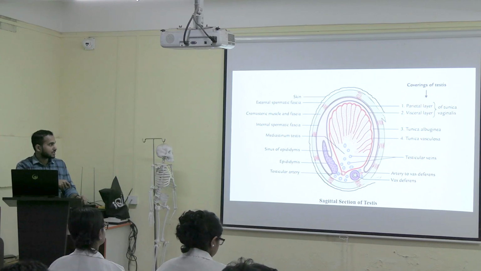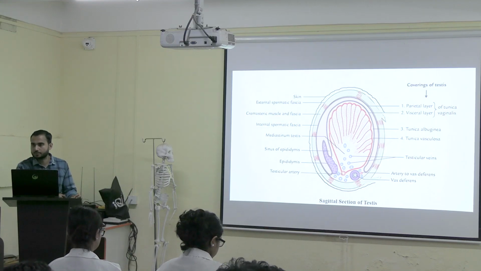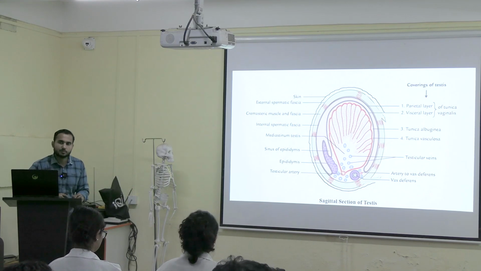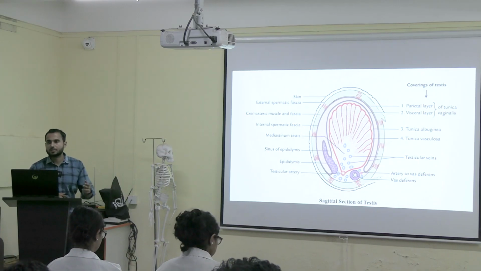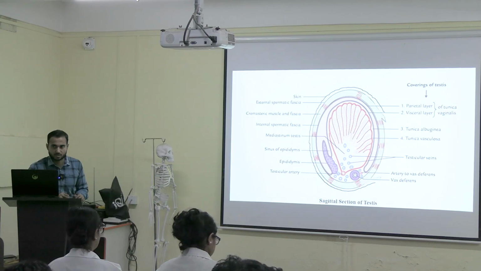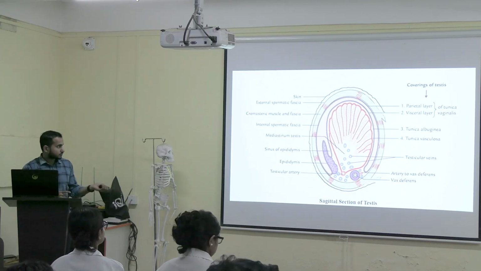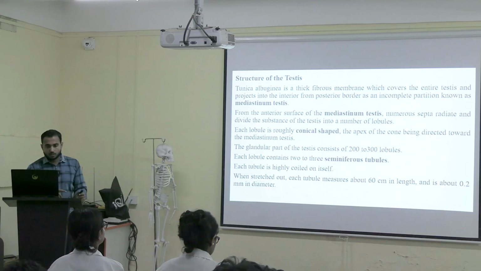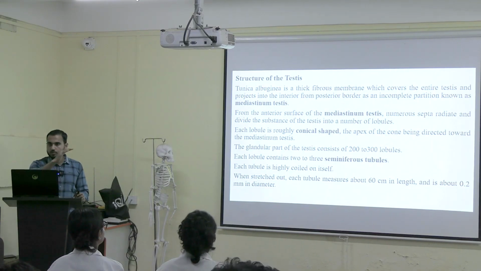Apex is directed towards the mediastinum, and inside those lobules what are present? Highly coiled seminiferous tubules are present. 2 to 3 highly coiled seminiferous tubules. Okay. So that should be the approach for the internal structure of testis. Okay. So the tunica albuginea, just now I have shown you the layers.